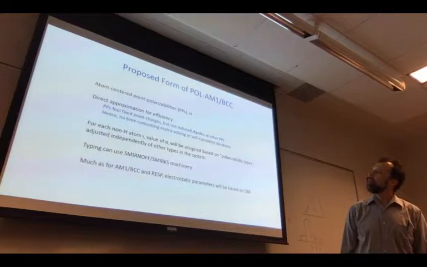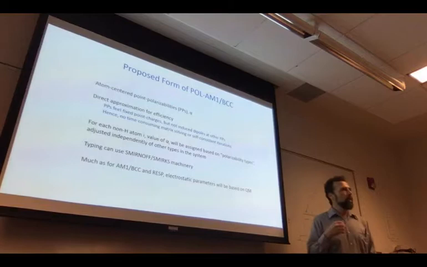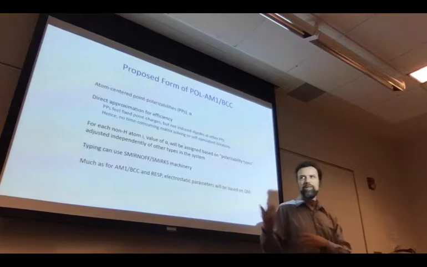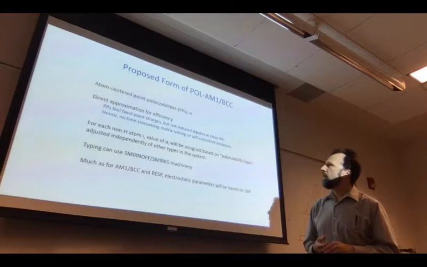So the idea is that for every non-hydrogen atom, presumably, or maybe we'll include hydrogens, a value of polarizability for atom I will be assigned. We'll have a polarizability that's going to be based on polarizability types. So we heard about atom types. Well, those are now Lennard-Jones types, right? Let's say bond types, torsion types, angle types, so here there'll be polarizability types, which will need to be fitted, and so forth. And that typing will be able to use the SMIRNOFF-SMIRKS machinery that you heard about this morning.